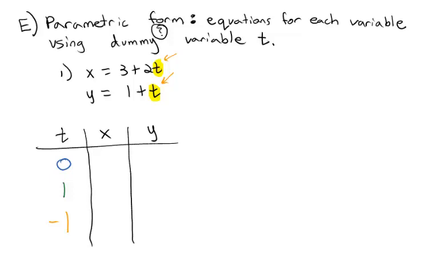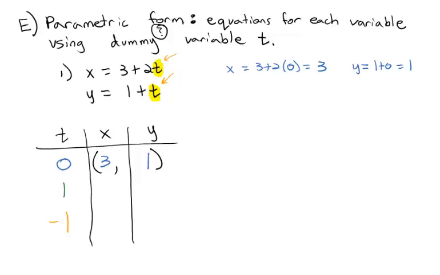So first, plugging 0 in. Just doing some scratch over to the right here, we get x is equal to 3 plus 2t, which we said was 0. You can see pretty quick that's going to be 3. And y equals 1 plus t. 1 plus 0 is going to be 1. So we've got this point, 3 comma 1, on the graph.